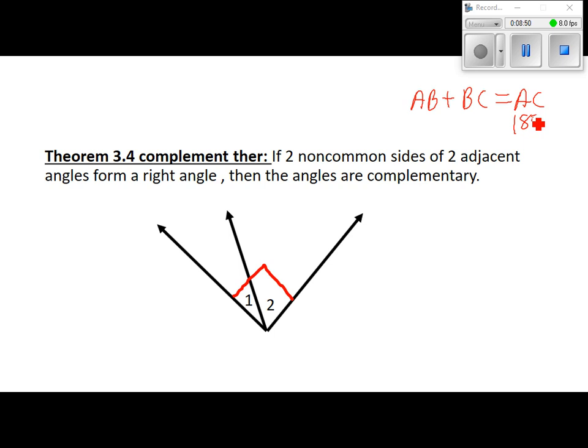Again, the 3-4 means absolutely nothing. Fill in what you need to fill in on this one. What does complementary mean? 90 degrees. If you don't remember that, you might want to fill it in there somewhere.